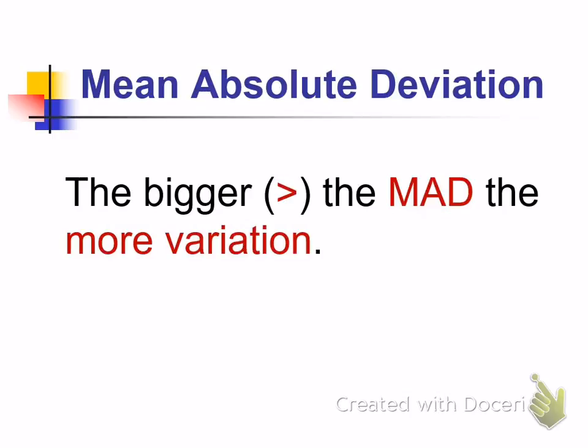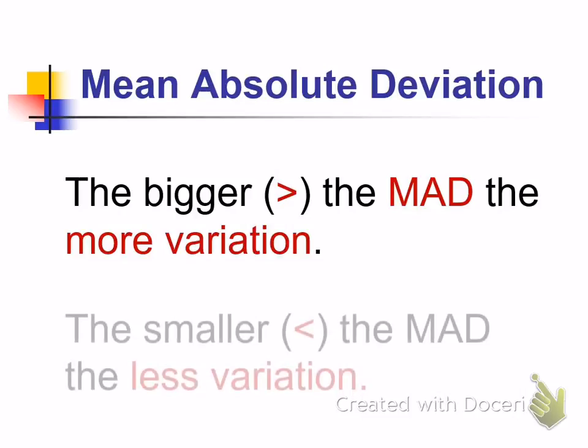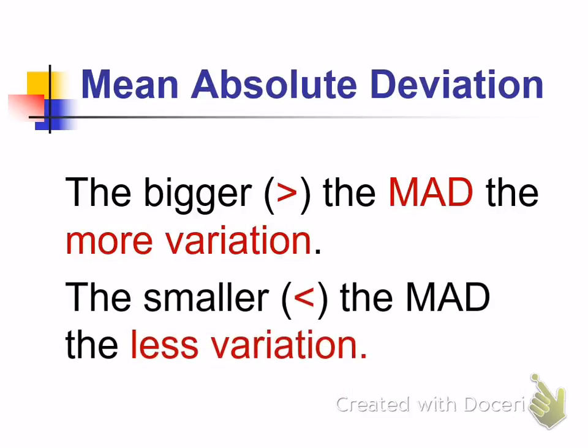With mean absolute deviation, it's very similar to range. The bigger the mean absolute deviation, the more variation, or the farther the numbers are spread apart. Whereas the smaller the mean absolute deviation, the smaller the variation, because the numbers are closer together.